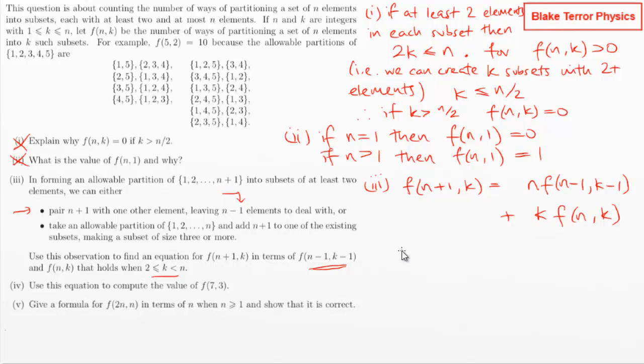This is definitely going to be correct regardless of how far k goes up, because we're just getting zeros as soon as we go past the halfway mark. So yeah, I'm happy with this then. So we've got n different ways of pairing up the n plus 1. And in the second one, we've got k different ways of adding it to an existing subset. Right. Use this equation to compute the value of f73.